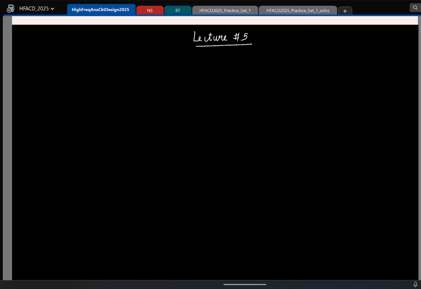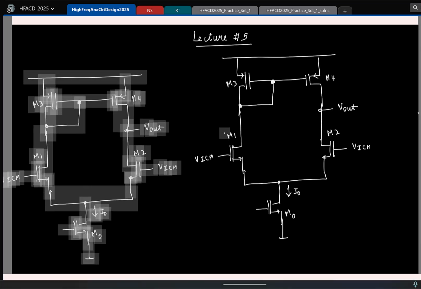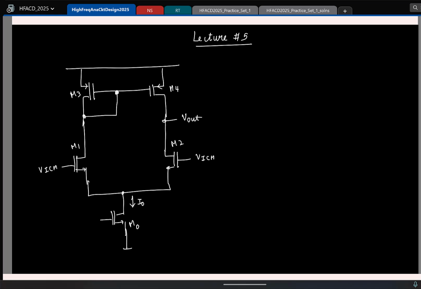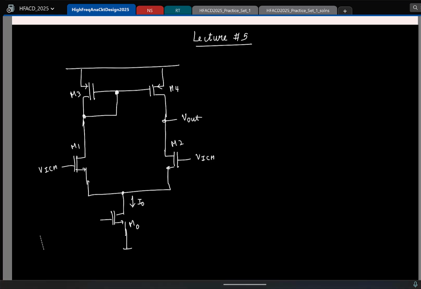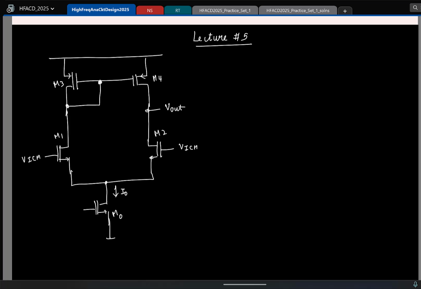Okay, let's continue then. So we have been looking at this fellow here, and as we saw in the last class, what we have here is not a voltage controlled voltage source, but what kind of a control source? Voltage controlled current source. So this is what we call as the OTA, or the operational transconductance amplifier, and in particular this is a single stage OTA.